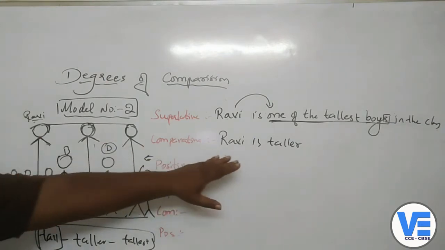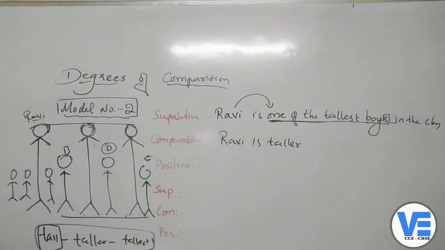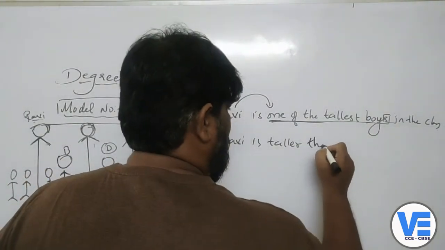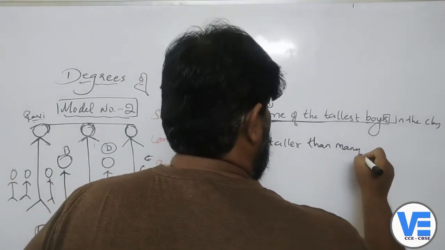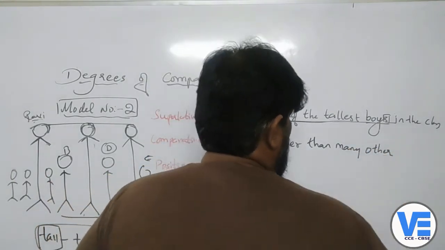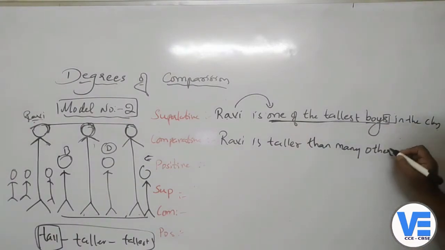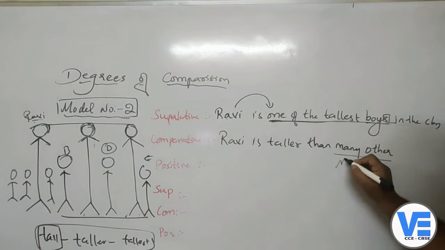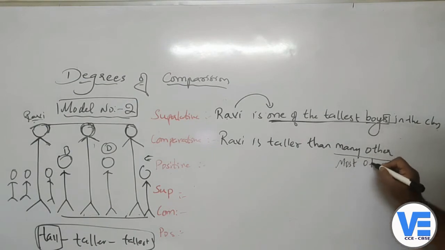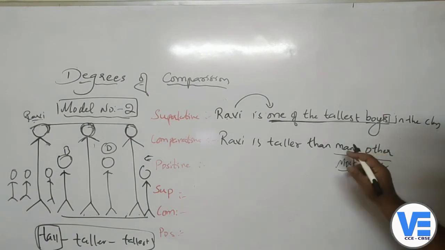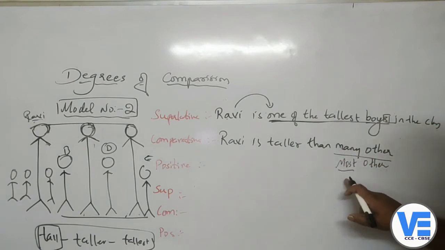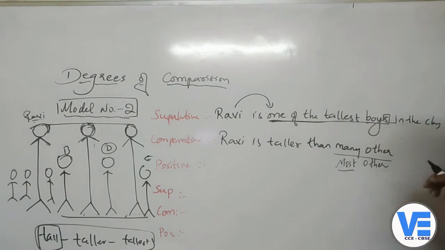But how do you write it in a sentence now? Ravi is taller than many other. Okay, what do you write here? Ravi is taller than many other, or else, if there are so many, you can write most other. If the number is high, you can write most. If the number is less, you can write few. If the number is more, you can add many or most.